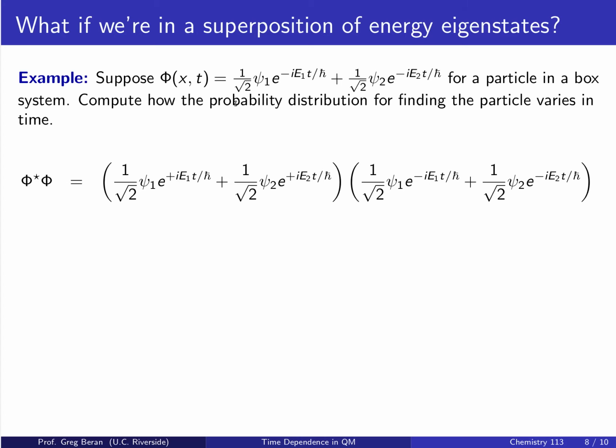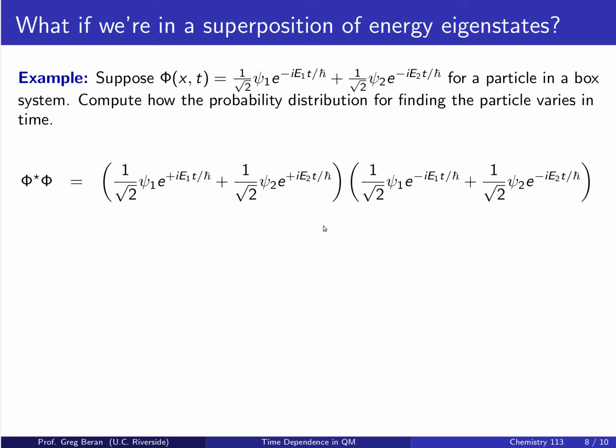In this case, I was using the fact that we're talking about the particle in the box, where the wave functions psi 1 and psi 2 are not complex, so their complex conjugates are the same. That's just going to allow us to do some slight simplifications later, make things a little easier to understand. So here I've taken phi star phi, again making sure I took care of the complex conjugation in the exponents.